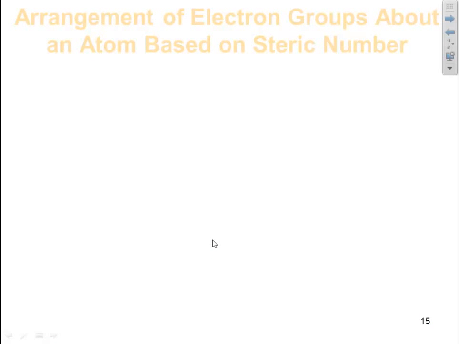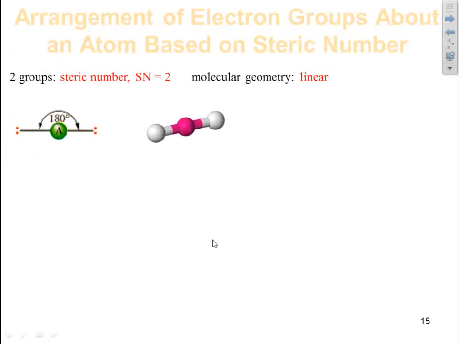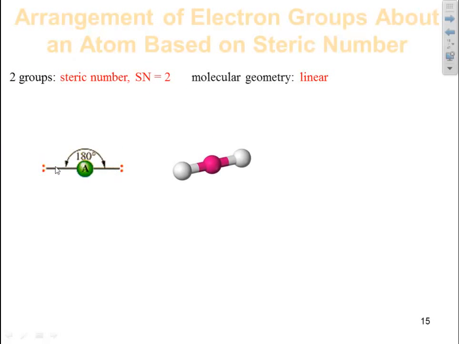Let's talk about the arrangement of electron groups about an atom based on steric number. If we're talking about a steric number of 2, meaning 2 groups, we will call the molecular geometry linear. Here's a picture. Basically, we're talking about 2 groups around an atom, so they're going to be 180 degrees apart. So the bond angles involved here would be 180 degrees.